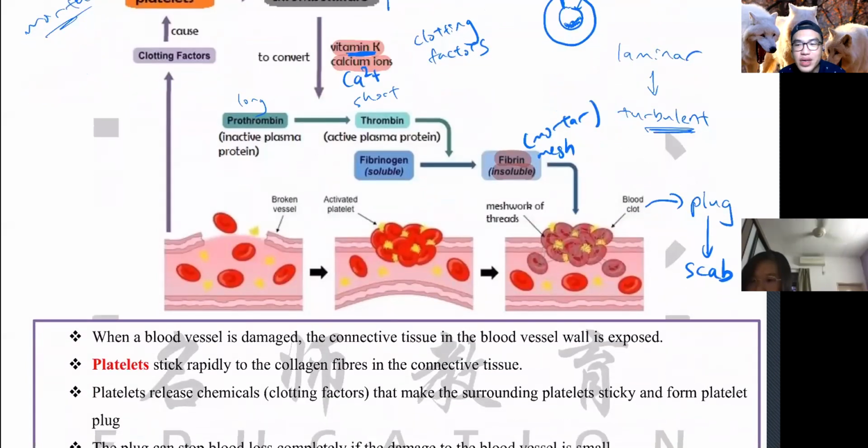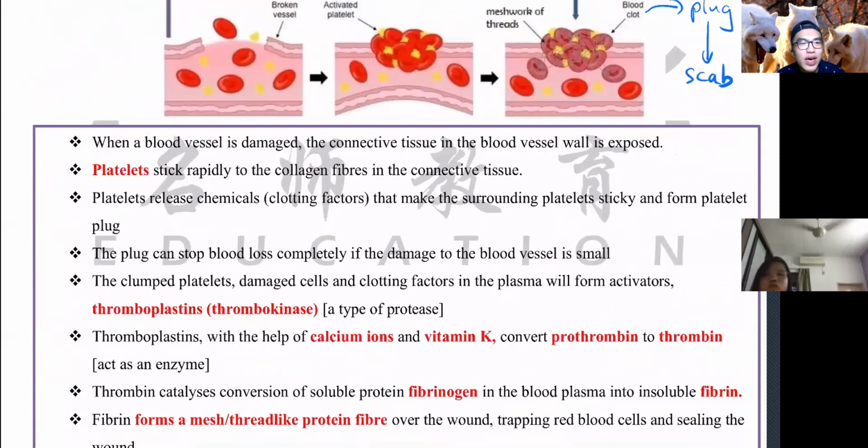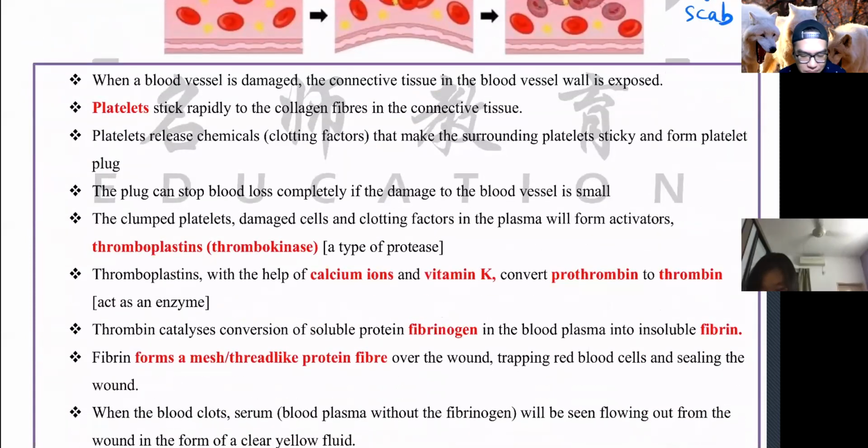Okay, so anyway, let's look at the points. Number one, when a blood vessel is damaged, the connective tissue in the blood vessel wall is exposed. Like I said, you have a breakage there. Then platelets stick rapidly to the collagen fibers in the connective tissue. Your platelets will rapidly go to the place, and then platelets will release chemicals, clotting factors, to make the surrounding platelets sticky, to form a platelet plug.